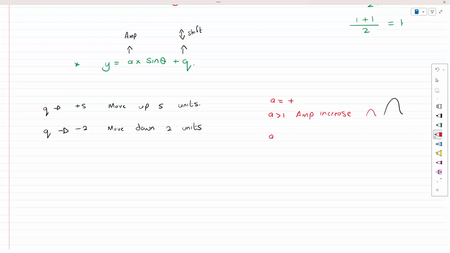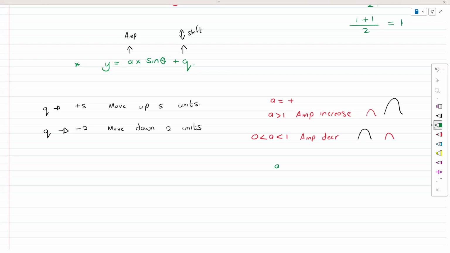As A does not go to -1, but as A is less than 1 but greater than 0, basically it's a fraction that's in between 1 and 0, the amplitude decreases. Like if A is half, then maybe the amplitude was looking like this. Now it's going to look like that. It's going to get smaller. So the amplitude gets smaller. But that's fine on the first part, right?